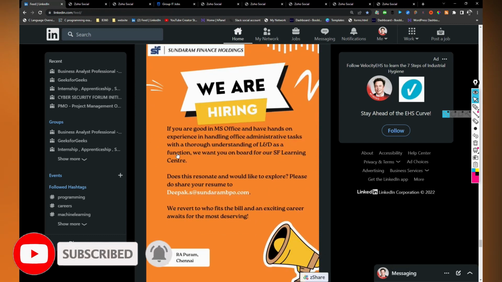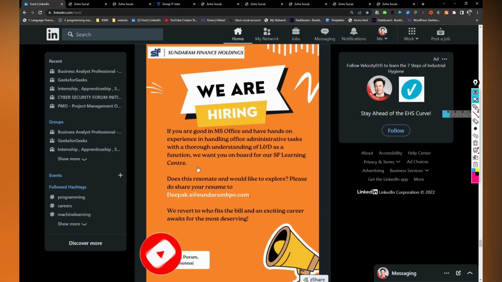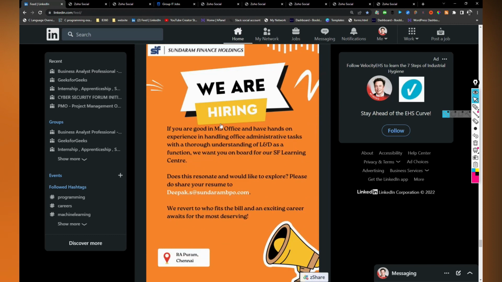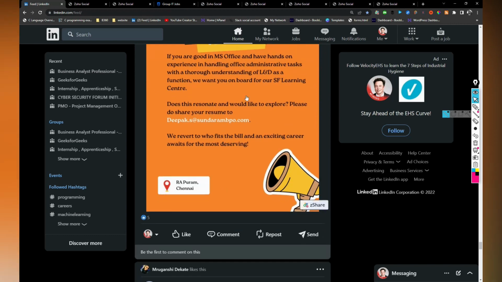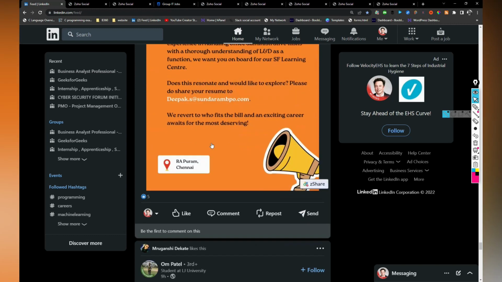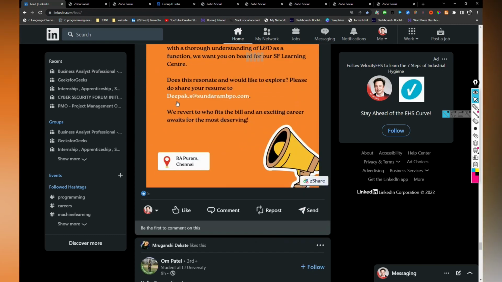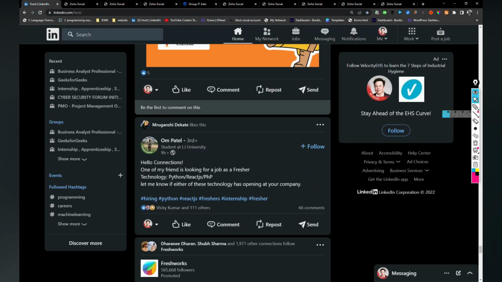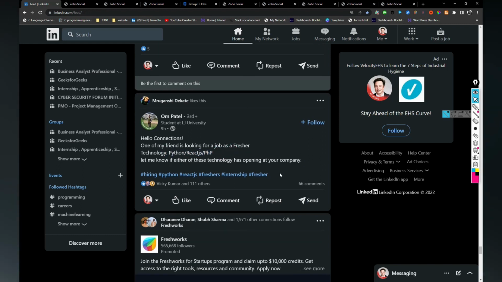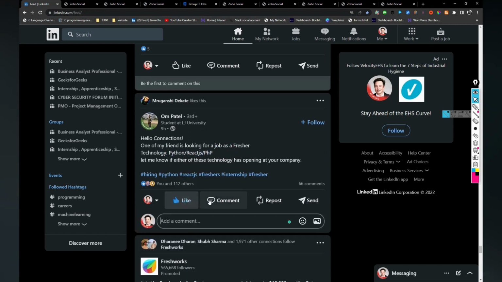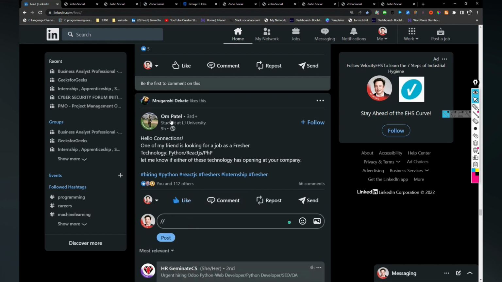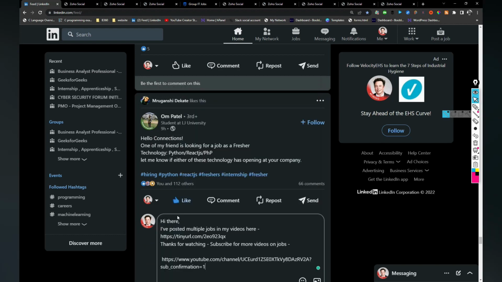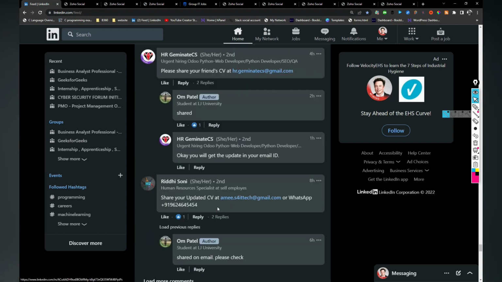And Sundaram BPO is hiring, they did not mention the role, but if you are interested, you can share your resume and ask more details. One of my friends is looking for a job as a fresher in Python. Cloud Journey is hiring for AWS plus Python. I have shared it in my previous posts. So take a look and apply for the roles.